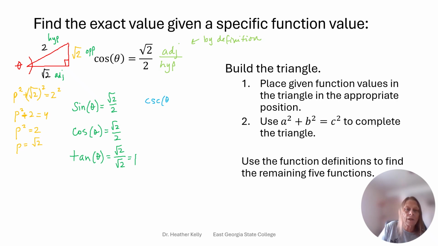Cosecant of theta, which is the reciprocal of sine of theta, is 2 over the square root of 2, and here we're going to have to clean that up. So this gives us 2 root 2 over 2, which is just equal to root 2. Secant of theta, which is 2 over root 2. I'm going to write C above.